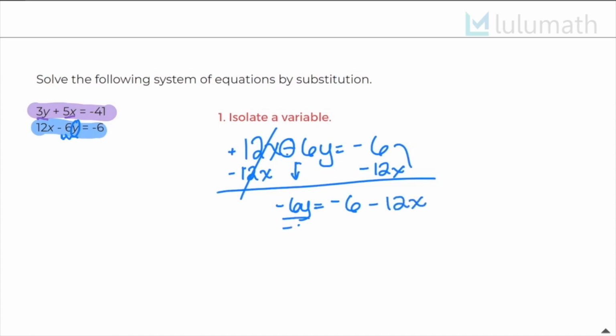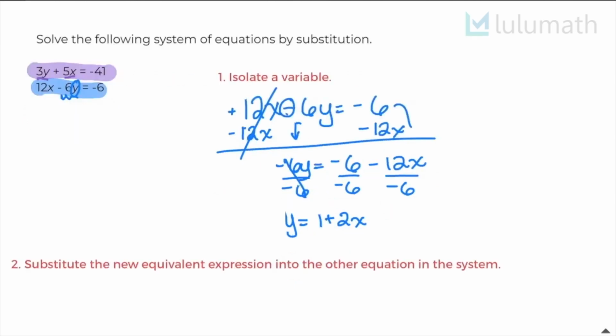Now I'm going to divide both sides by negative 6, okay? And then when I do that, I end up getting y equals negative 6 divided by negative 6 is positive 1. Negative 12x divided by negative 6 is positive 2x. So I have isolated my variable.